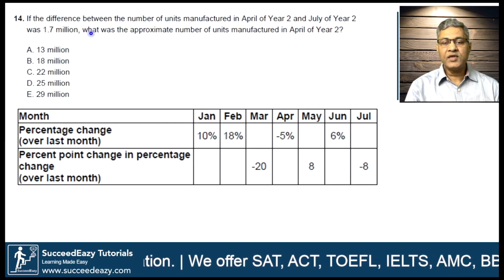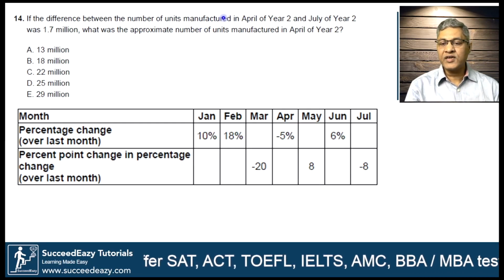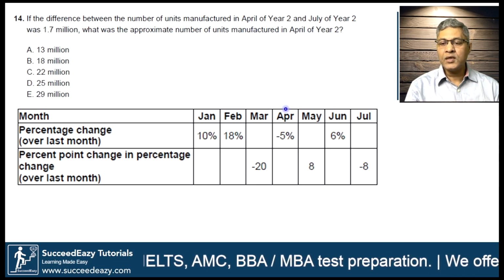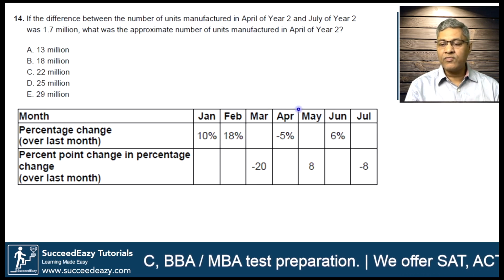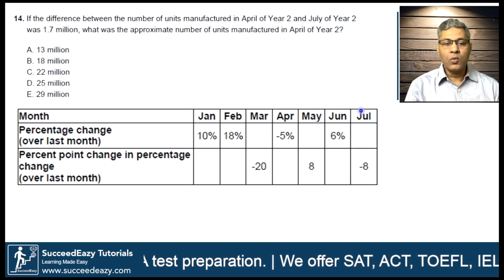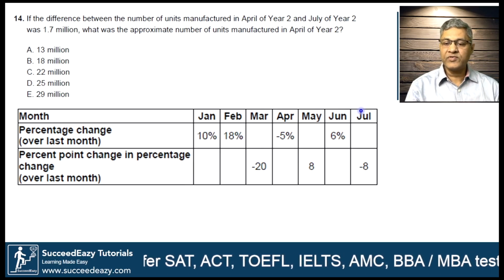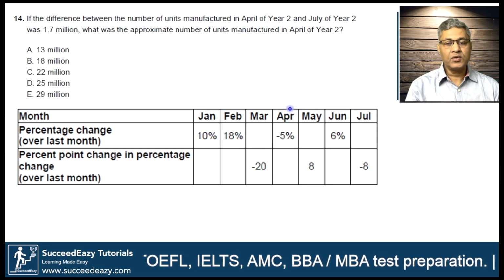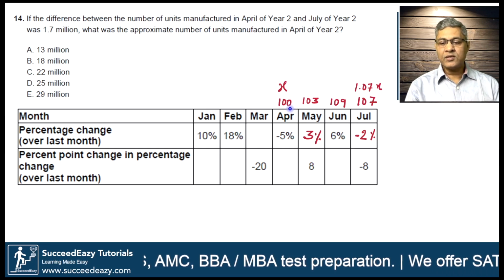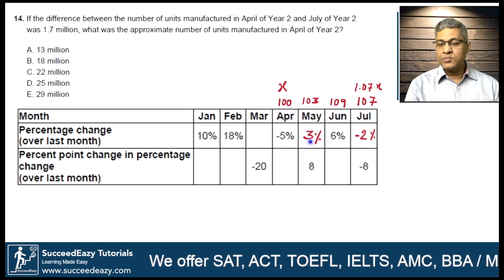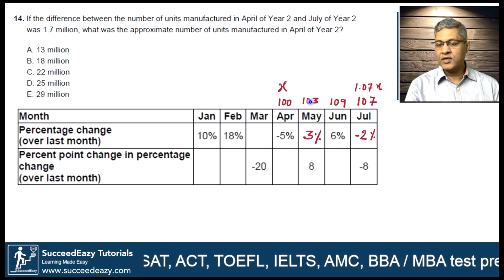What do we need? If the difference between the number of units manufactured in April of year 2, so one is April, and July of year 2, was 1.7 million. What was the approximate number of units manufactured in April of year 2? All right. So let's start with taking April data as 100. May is 3% more, so 100 plus 3 is 103.